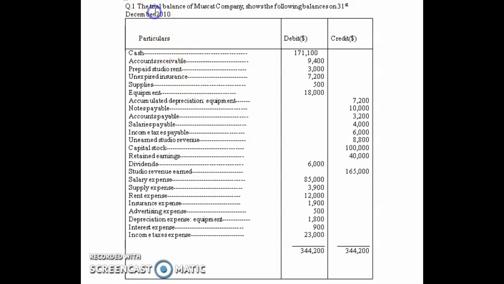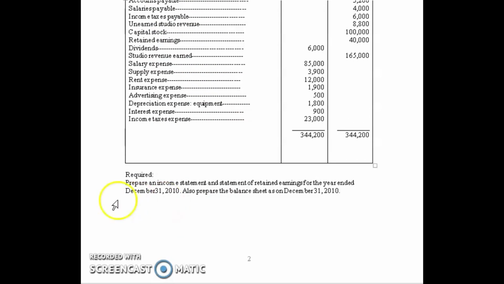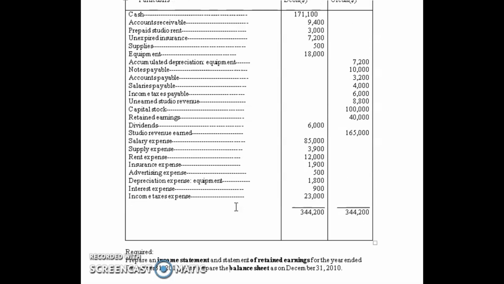See, this is the trial balance. The information of the trial balance is given to you, and what you need to do here is prepare the income statement, the statement of retained earnings for the year ended, and for the same year you have to prepare the balance sheet as well. So I am highlighting what you need to prepare: the income statement, the retained earnings, and also the balance sheet of this year. How will we do it?